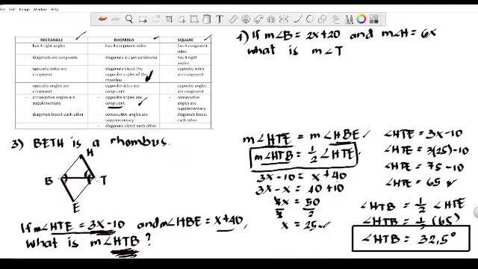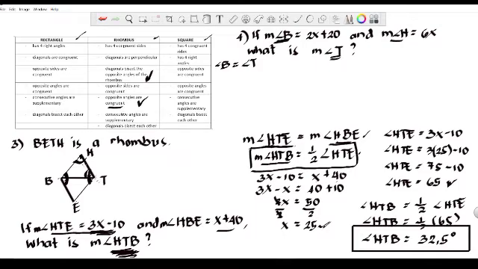If angle B is 2x plus 20, and angle H is 6x, what is the measure of angle T? As you can see, angle B and angle T are opposite angles, and opposite angles are congruent. So we can write that angle B is equal to angle T. Whatever measure we get for angle B is also the measure of angle T. However, the given angles are angle B and angle H.